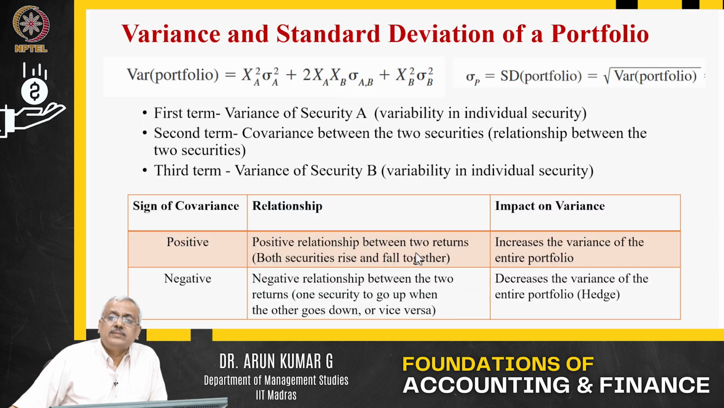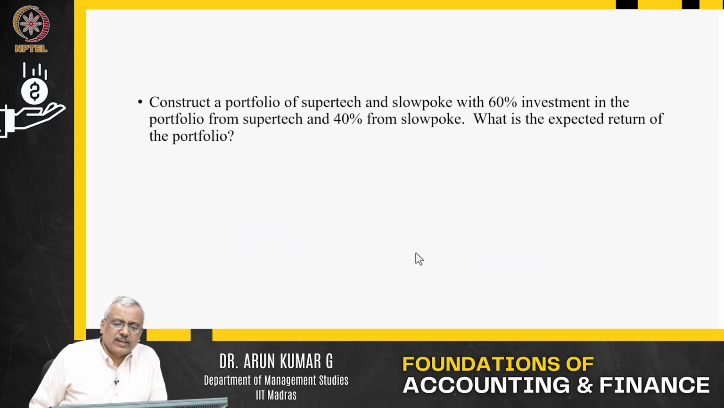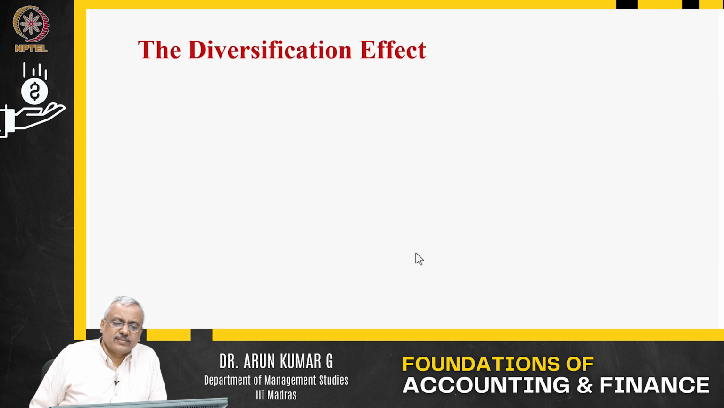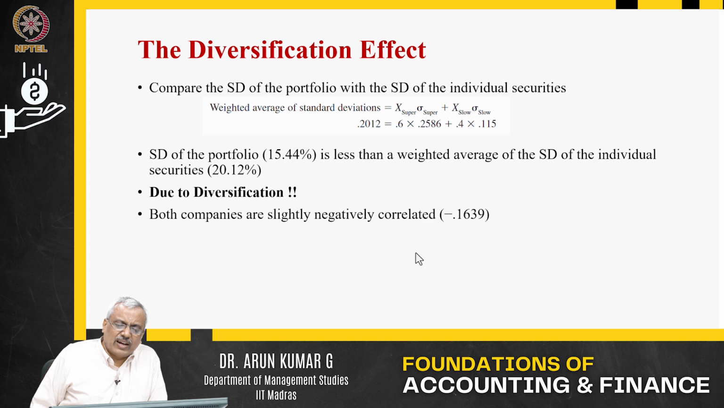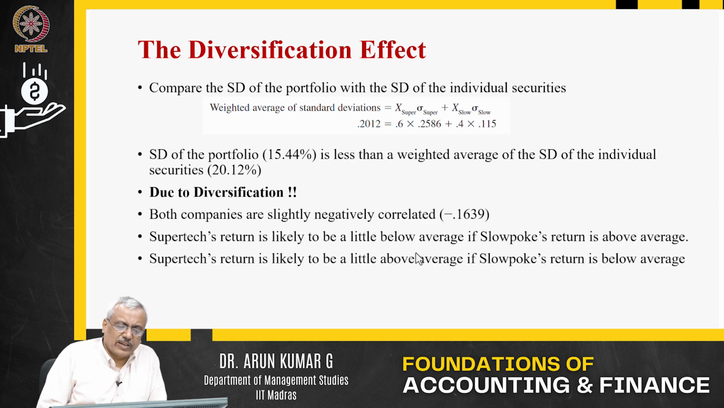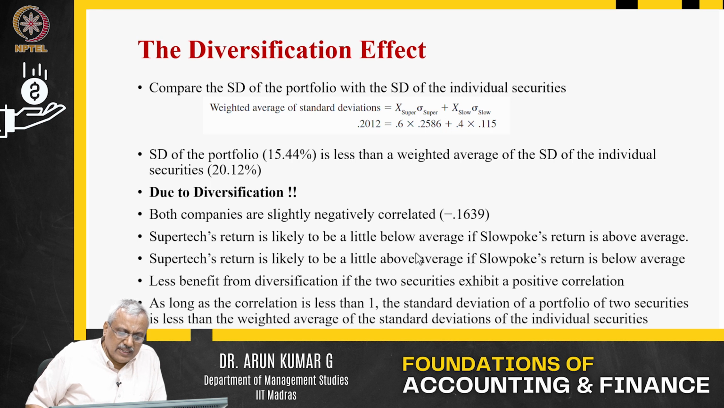I go back. Now going further, in this particular case we constructed this. What is the effect of diversification? Why do we diversify out there? That's exactly what we calculated. I just put out here 15.44. Due to diversification, both the companies are slightly negatively correlated that we saw out there. That is what I gave, the negative correlation.